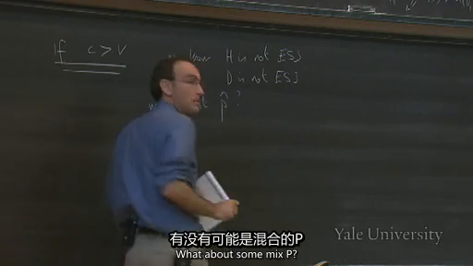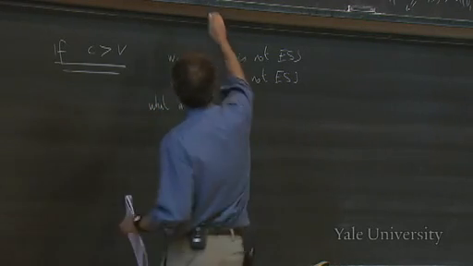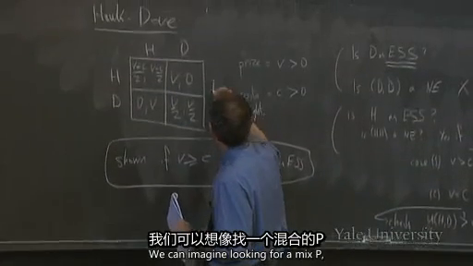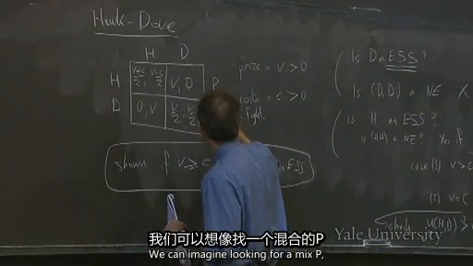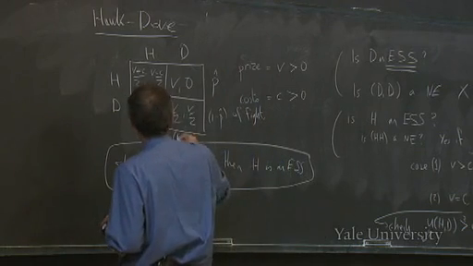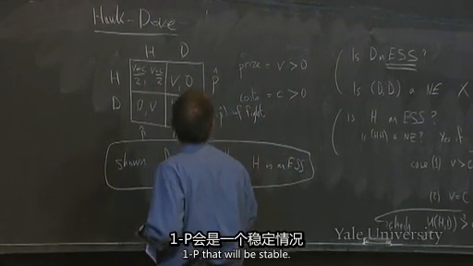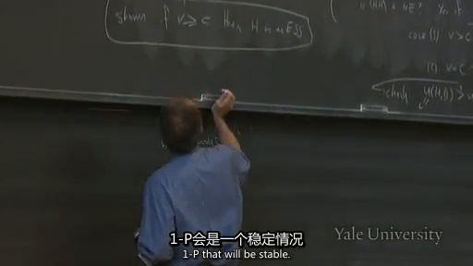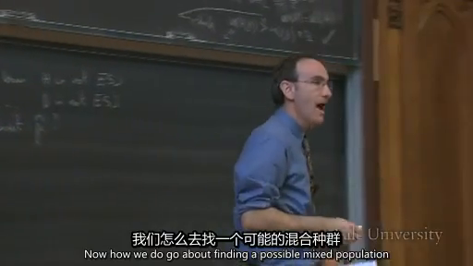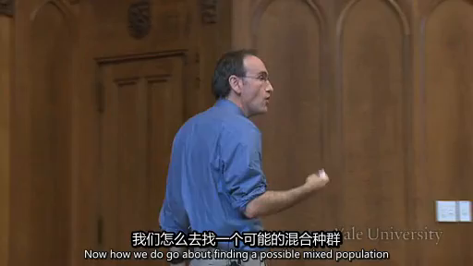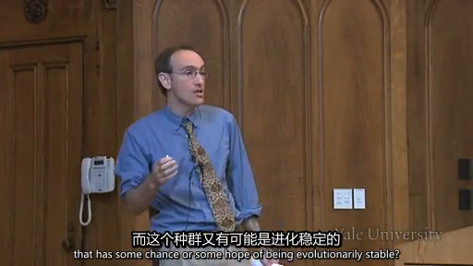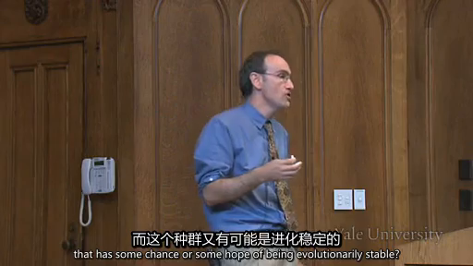What about some mix P hat? All right, and we could actually put the P hat in here. We can imagine looking for a mix P hat, 1 minus P hat, that will be stable. Now, how do we go about finding a possible mixed population that has some hope of being evolutionarily stable?